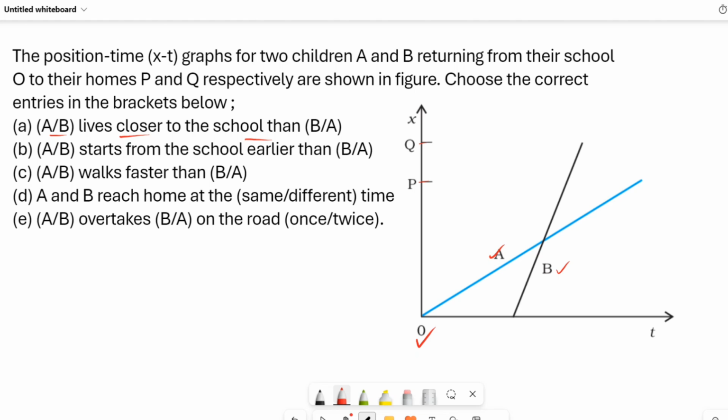So we can see clearly that this distance OP is less than distance OQ. So from here we can say that A lives closer to the school than B.